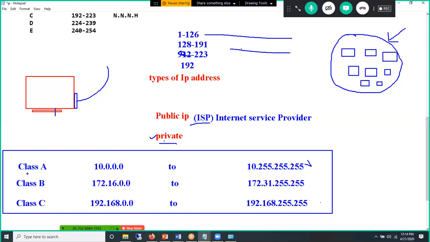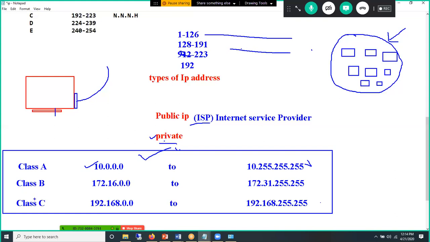So in class A, I have given the complete range 10.0.0.0 to 10.255.255.255. That means the complete 10 range is used for private, a free range. But class A doesn't mean I cannot use 1, 2, 3, 4, 20, 100. No, I cannot use those. Why? Because IANA has given a free range of class A. What I have to use for my network is the 10 range. So from 10 you can use any.